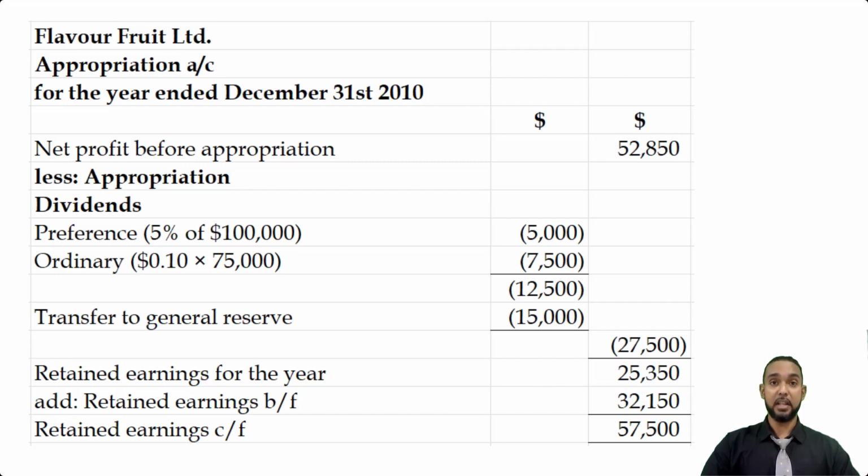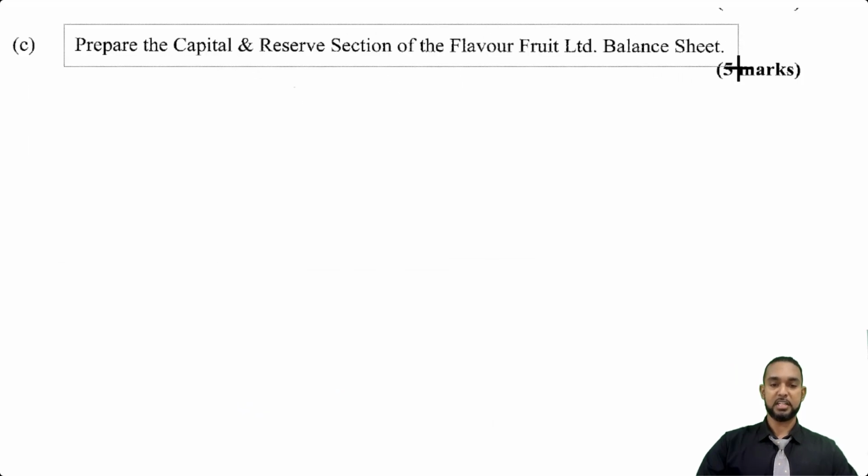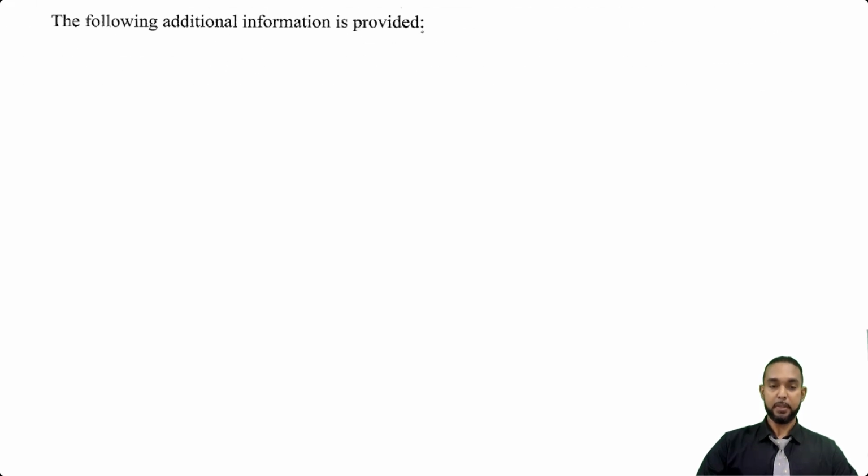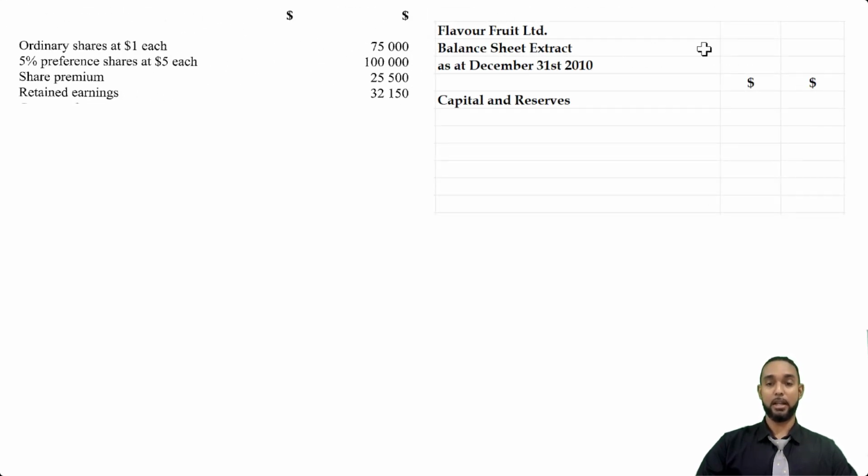Okay, let's take a look at the last part of the question. So the last part of the question is asking us to prepare the capital and reserves section of the Flavor Fruit Limited balance sheet. So let's, of course, head up properly. Flavor Fruit Limited, balance sheet extract. So I'm using the term balance sheet instead of statement of financial position just for now, as at December 31st, 2010. And of course, we're in the capital and reserve section.